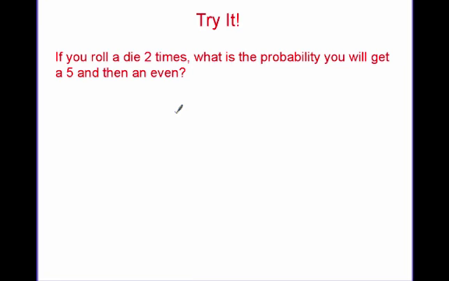So I'm going to leave you with tonight's try it problem. It says if you roll a die 2 times, what is the probability that you'll get a 5 and then an even?